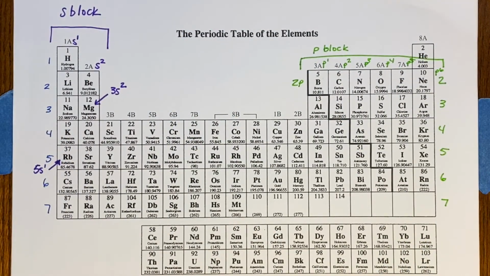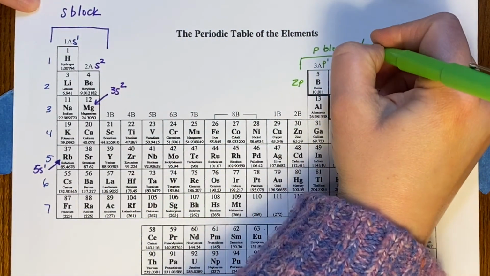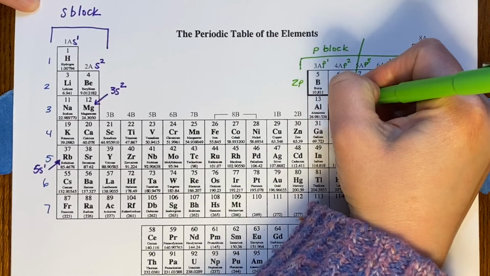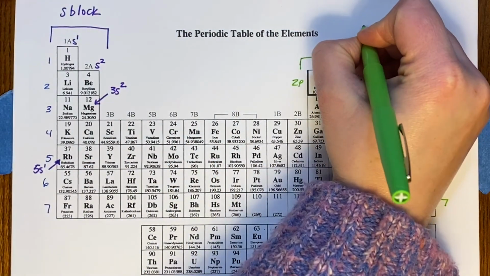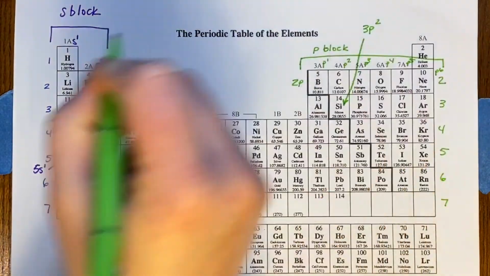So if I look at an element like silicon, based on silicon's position on the periodic table, I know that its highest energy electron is placed into a 3p orbital. It's in the p block, it's in the third period. I also know that because it's in group 4A, its electron configuration is going to end in 3p2.